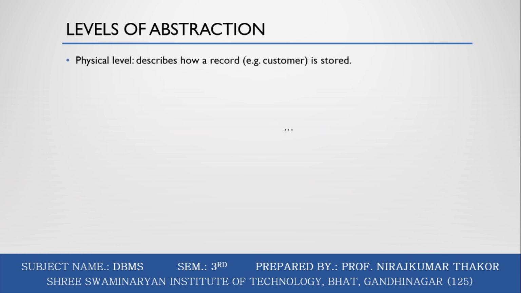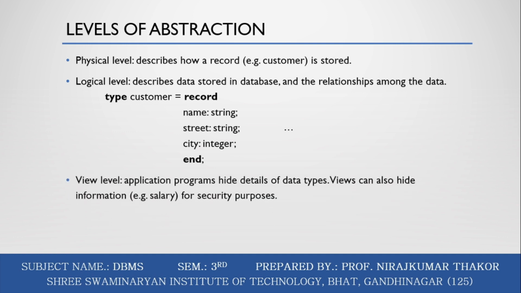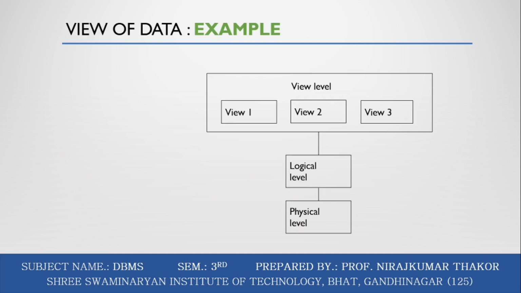Now these are the levels of abstraction. The first one is the physical level that describes how the record is actually stored in the database. The next is the logical level, which describes the data stored in the database and the relationships among the data. Like जो हमारे कस्टमर्स हैं, तो जो रिकॉर्ड है उसके अंदर उसका नेम है, तो उसकी डेटा टाइप क्या है, उसके रिलेशनशिप्स कैसे मेंटेन हैं, वो सारी डिटेल्स. And the third one is the view level, where application programs hide details of the data types. We can also hide information for security purposes.